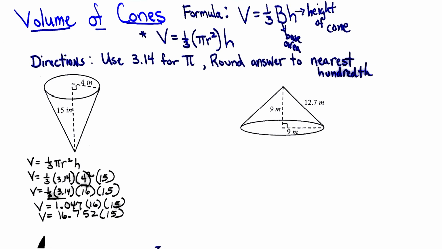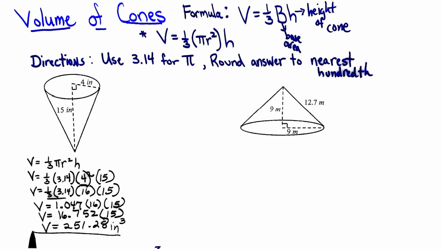And now I am going to do my last multiplication. And so my volume is equal to 251.28. And that is without me doing any kind of rounding right now. That's what I came up with. And so our answer is going to be in inches cubed. Remember, volume is always in cubic units.